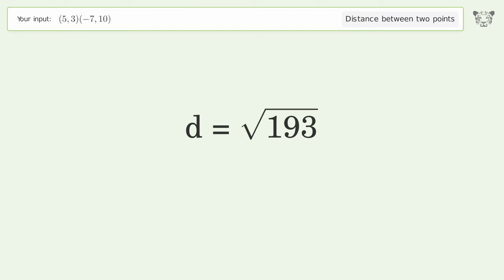And so the distance between the 2 points is the square root of 193, or 13.892.